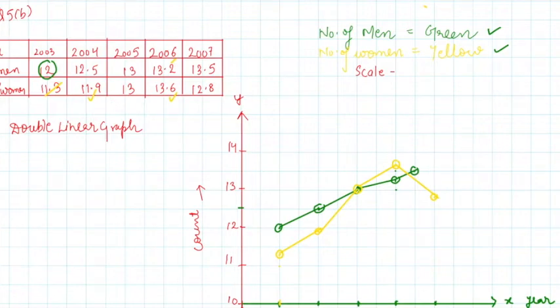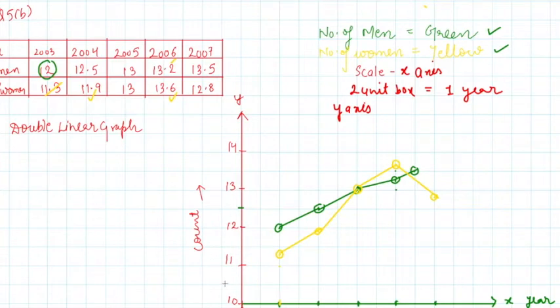Another thing in the graph, as I told you, is that it's important that we write the proper scale. So what is the scale on the x-axis? I have represented two boxes with 1 year. So if you want to write the scale on the x-axis, 2 unit boxes represent 1 year. On the y-axis, this is the count here, 10 to 11. So 2 unit boxes represent 1 only. The population, the count, is represented as 1 here. Okay. So this is question number 5, B part.